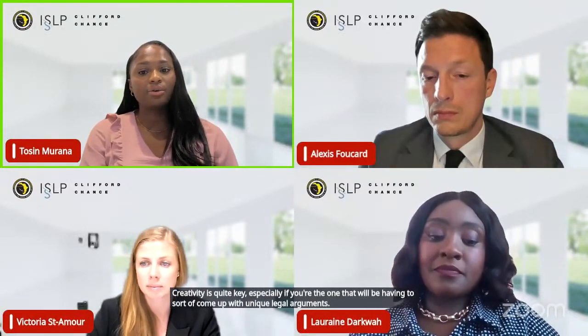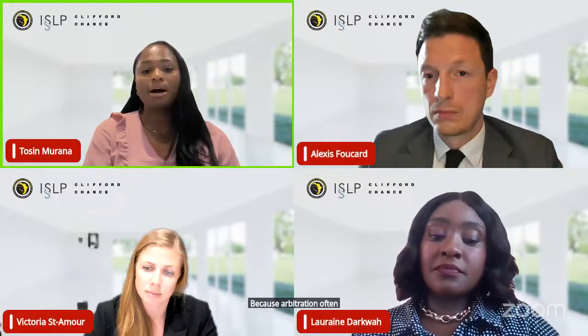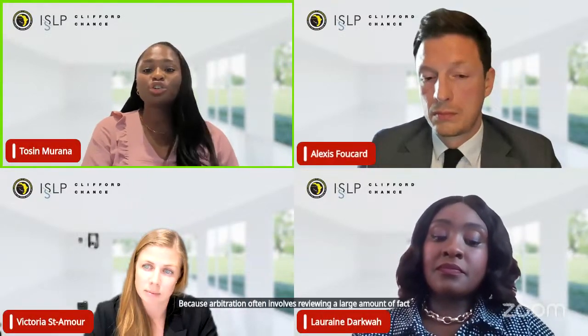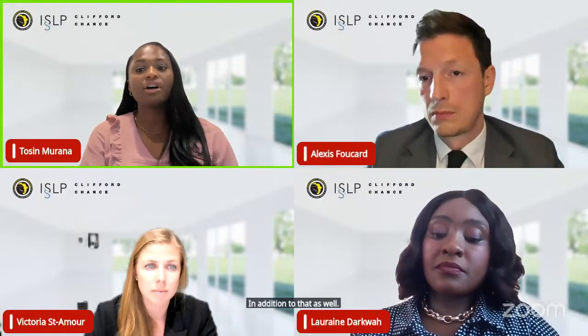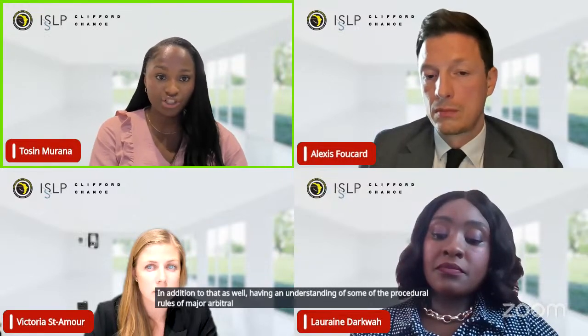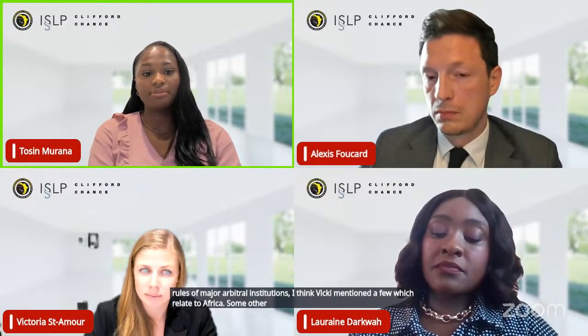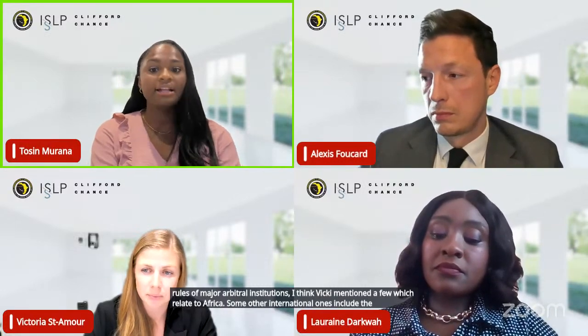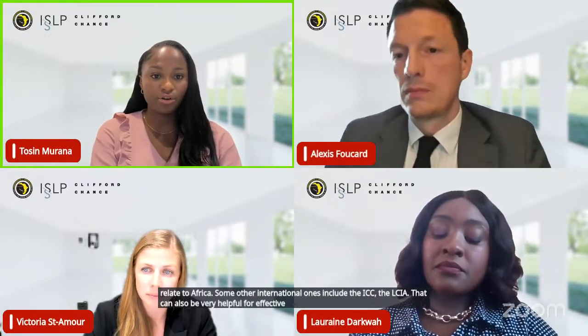Another key skill is the ability to take in a lot of information, because arbitration often involves reviewing a large amount of factual information and documents. In addition to that as well, having an understanding of some of the procedural rules of major arbitral institutions. I think Vicky mentioned a few which relate to Africa. Some other international ones include the ICC, the LCIA. That can also be very helpful for effective practice, having an awareness of what these rules include.